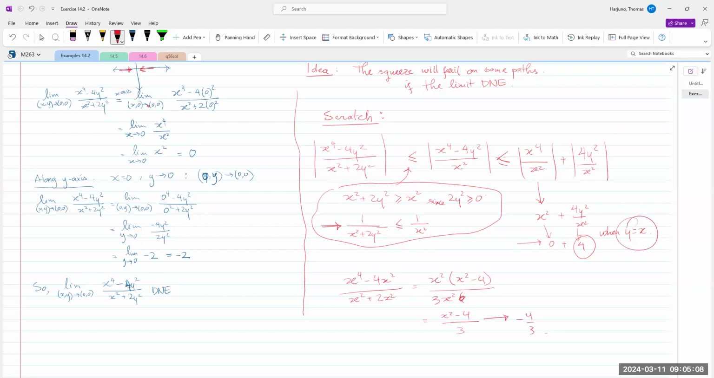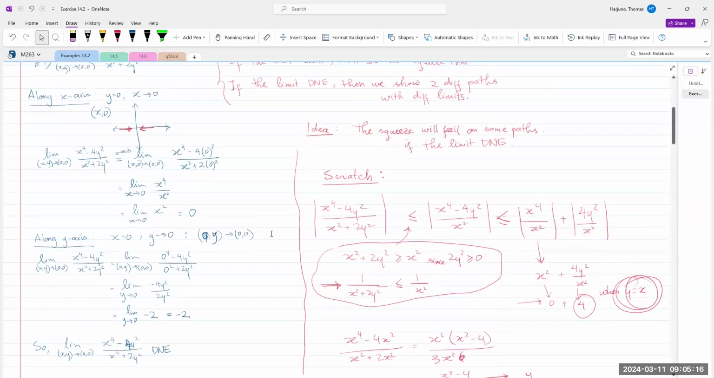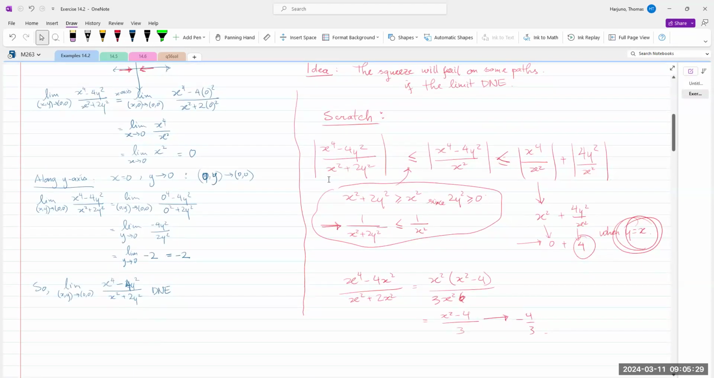Okay, so we found that we can use this y equals x as our path. Now, apparently, in my original work, I didn't use that path x equals y. I just used the x-axis and y-axis, and that already gave me different limits. But if you try the scratch work and try to squeeze that, you will see, hey, it doesn't work. You cannot squeeze that down to 0 along this path, if you set your x equal to y.